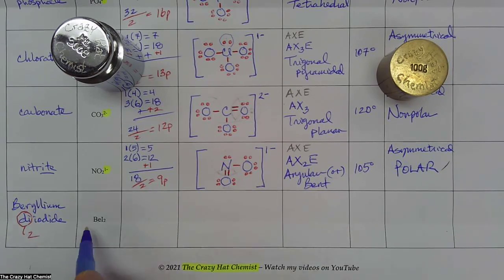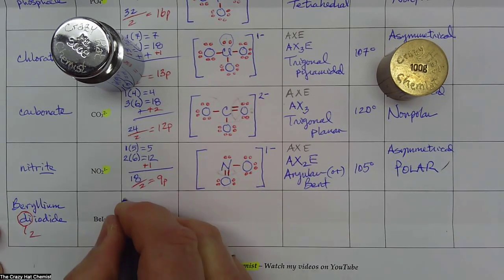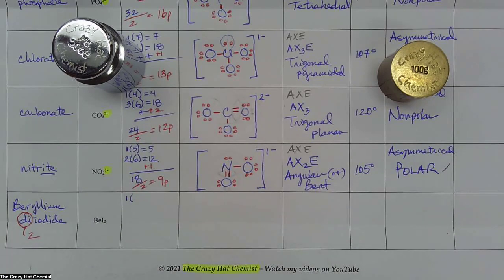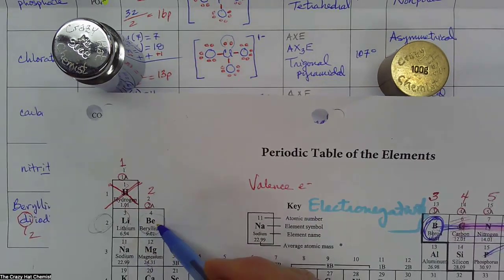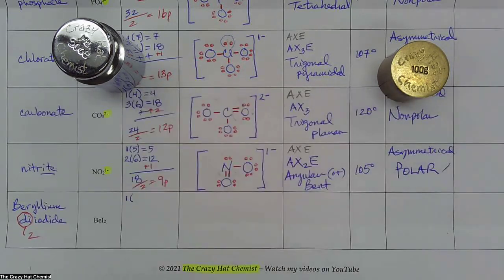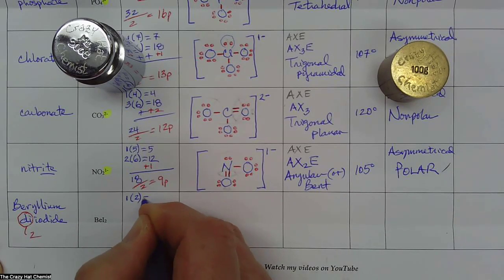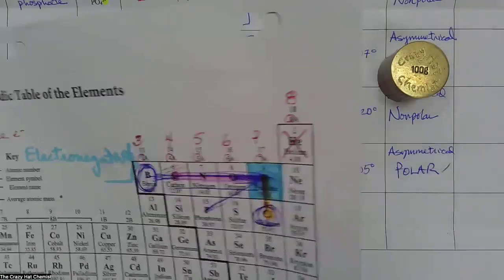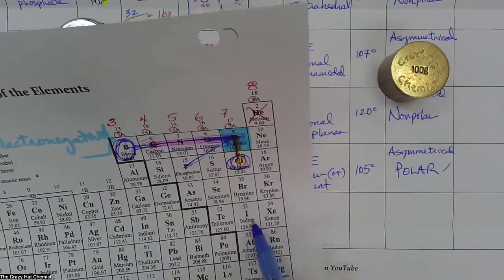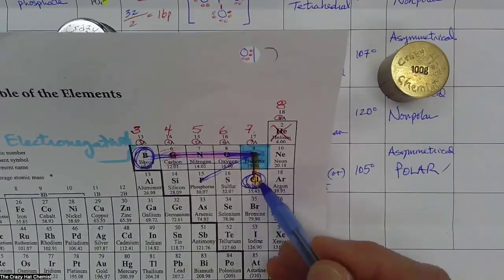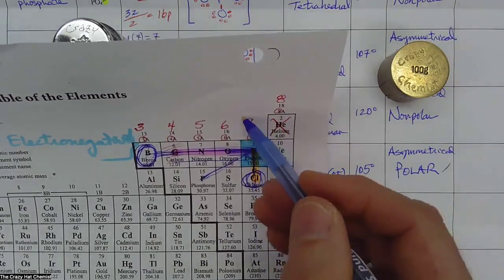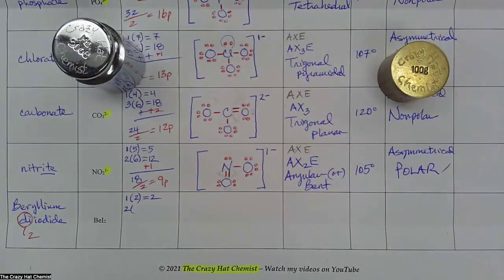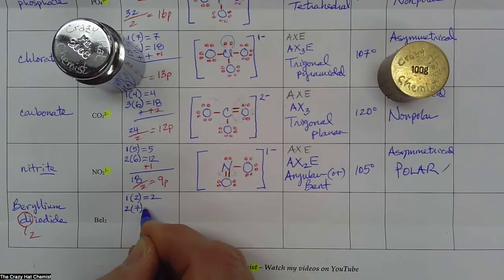All right. Beryllium has, there's one beryllium. How many valence electrons in beryllium? Well, we need our periodic table for that. That's right here. Beryllium is 2 valence electrons. So 1 times 2 is 2. Iodine, there are 2 of them. And iodine is right down here. It is right underneath the bromine, underneath the chlorine, underneath the fluorine, which has 7 valence electrons for the entire halogen group. That's 7. And that's 2 times 7, that's 14.